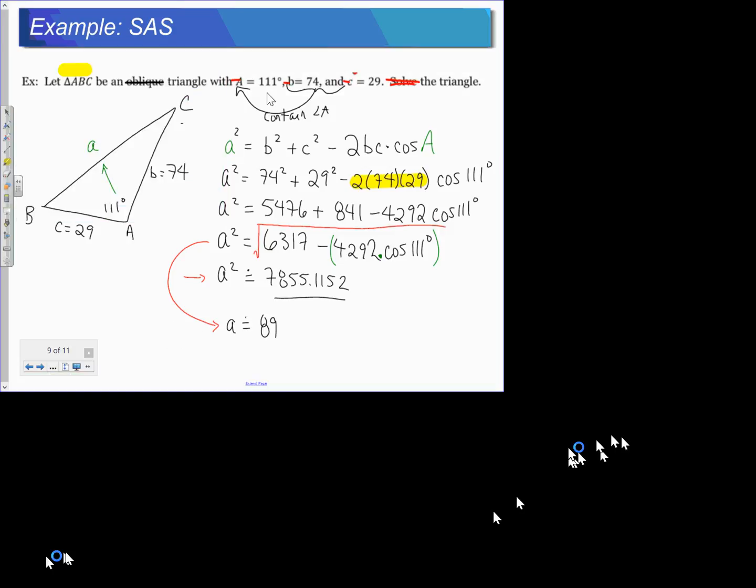One thing we should do also is to make sure that makes sense. So A is about 89. Let's see. This is the largest angle. This is the longest side. So it does check out. Okay. So the only other thing that we need to deal with is finding a missing angle.